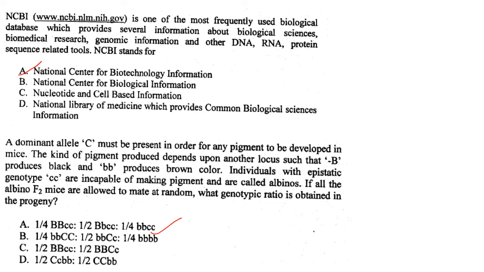Now, if you take option C, here there is a capital C, which is not possible, because you are using an F2 mice and it is homozygous for small c. So naturally it will not produce any colored offsprings. So capital C is not a possible genotype in option C. Similarly, for option D also, you have capital C, so that's not the answer. So the answer will be option A, which has small c in the genotype. So answer is option A.